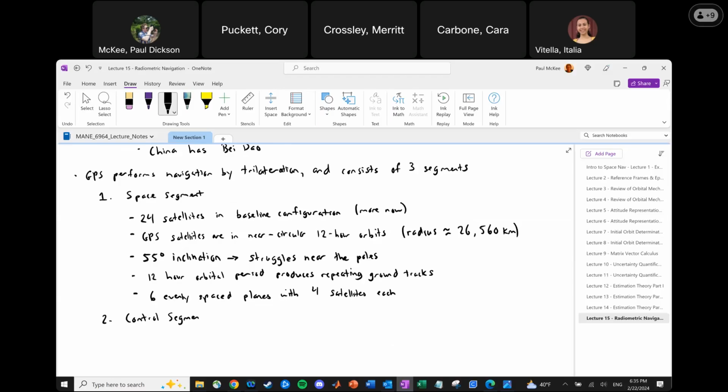So the control segment has a master control station, or MCS, which is near Colorado Springs. Can't speak today, sorry. Colorado Springs. And that operates the satellites, providing command and control, etc.